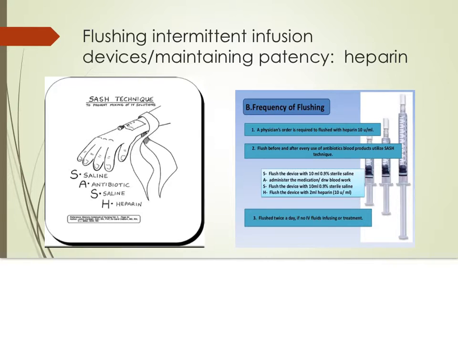When the antibiotic has completed, flush the device again with another 10 milliliters of normal saline. Then follow with a flush of 2 milliliters of heparin. Be sure you have the correct concentration of heparin for this flush. The CDC recommends heparin flush only when the device is used for blood sampling.